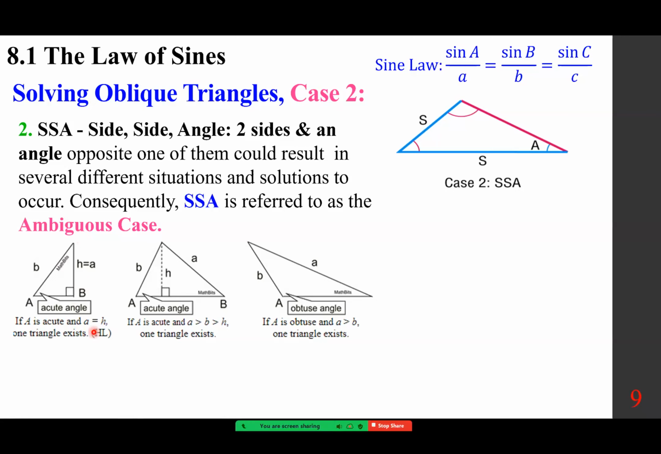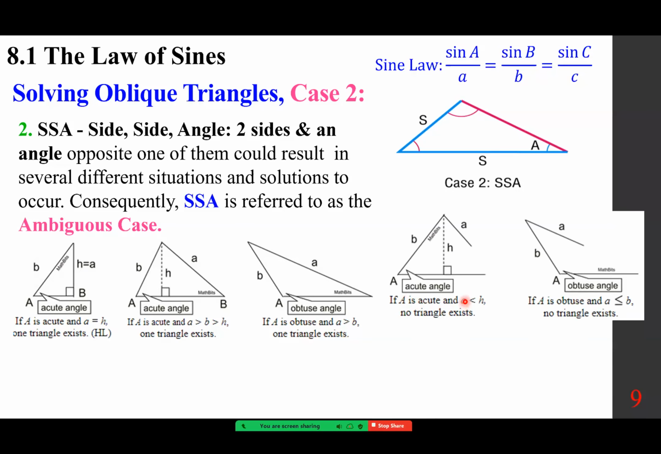Again, we will look at all of these cases. If A is acute and a, one side, is less than h, then it can't happen. No triangle exists. If A is obtuse and a is less than or equal to b, no triangle can happen, because actually the largest side is opposite the largest angle, and if this is the largest angle, a must be larger than b for it to exist.